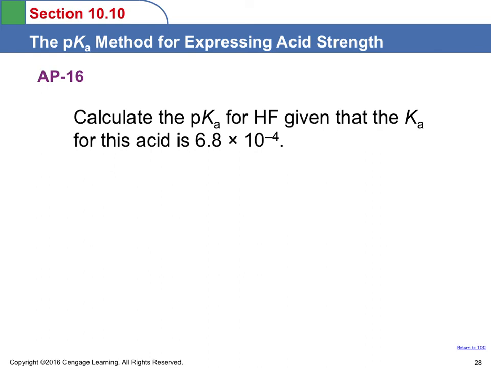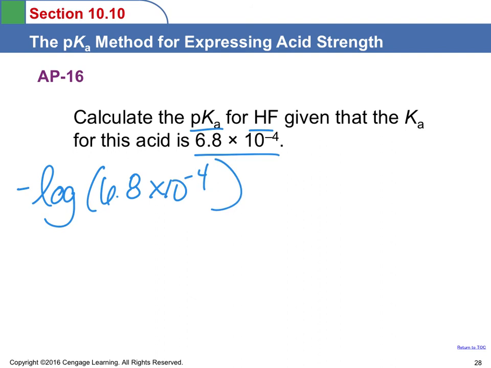So we're going to calculate the pKa for HF if we know the Ka is 6.8 times 10 to the negative fourth. So remember, pKa is just the negative log, the base 10 log of that Ka, so 6.8 times 10 to the negative fourth. If we plug that into our calculator, we get 3.17.